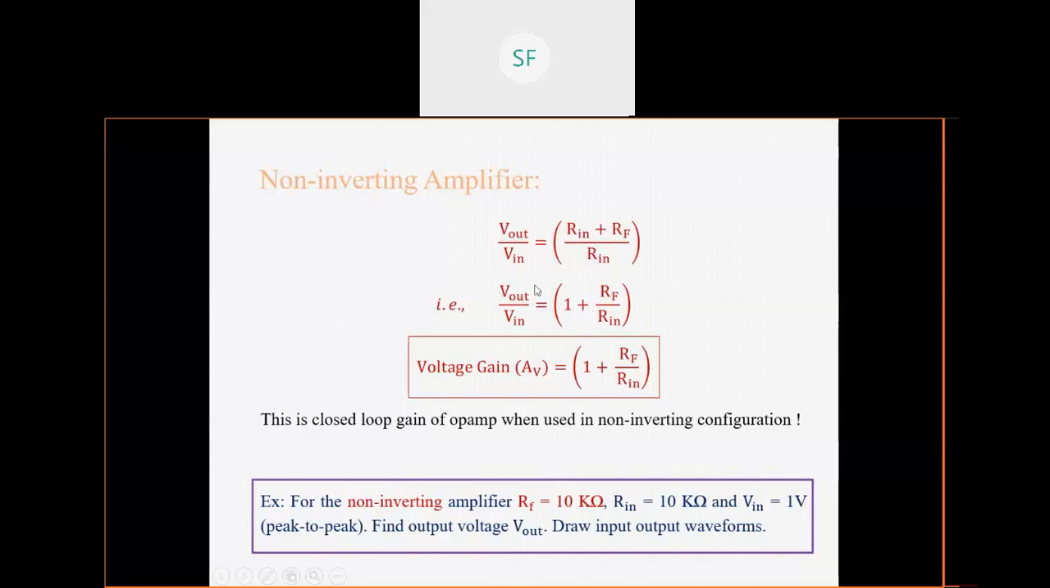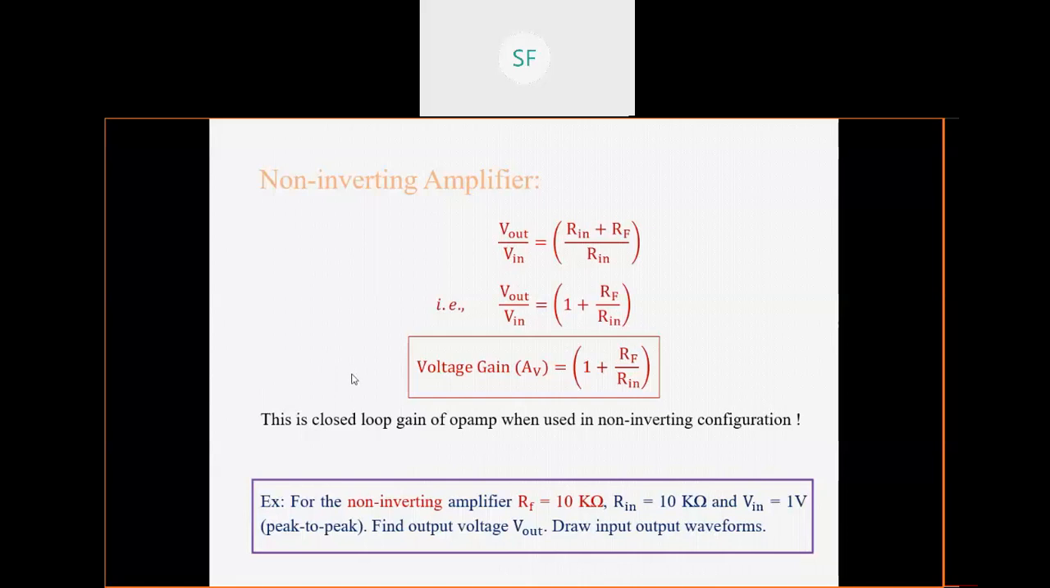And we know that V out divided by Vin is nothing but the voltage gain. So what is the final expression for the voltage gain of a non-inverting amplifier? It is 1 plus Rf upon Rin. This is again a very important formula. You should remember this.